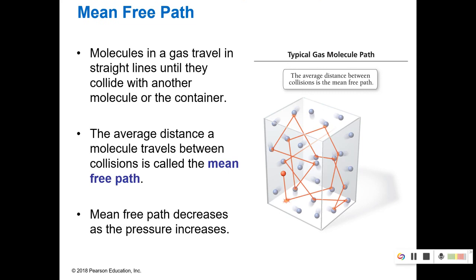The next thing is the mean free path. This just says that molecules of gas travel in straight lines until they hit another molecule or their container, and then they bounce off. That distance that the molecule travels between collisions is called the mean free path. And that path decreases as your pressure increases because then they're hitting the walls more frequently.